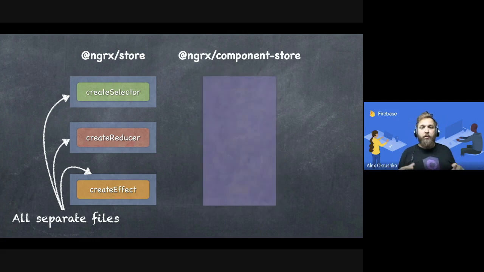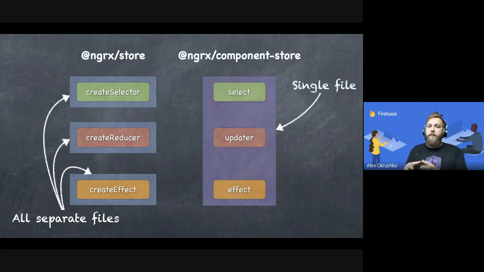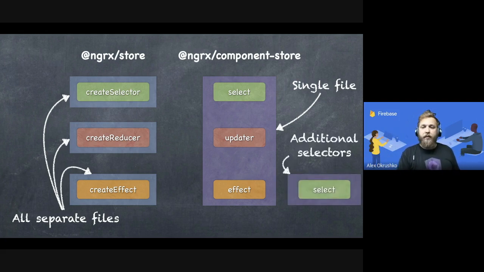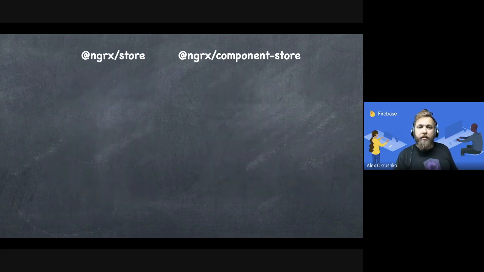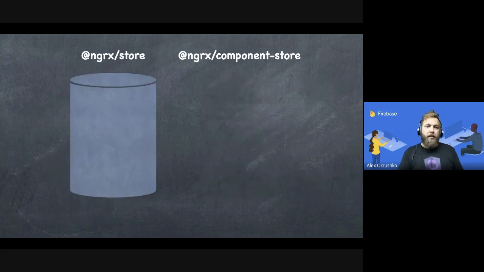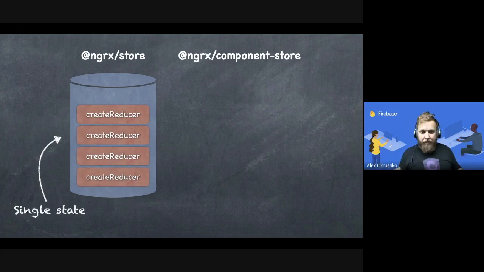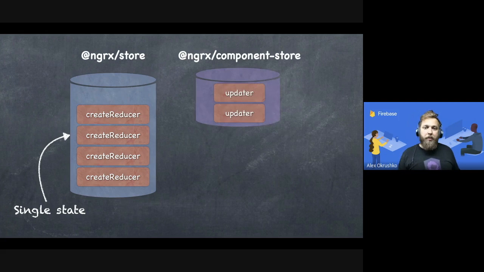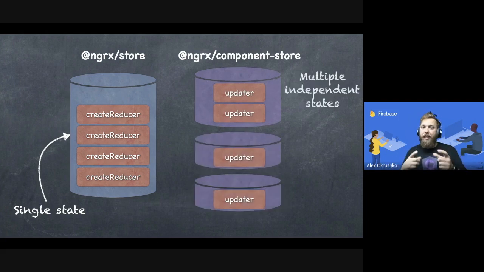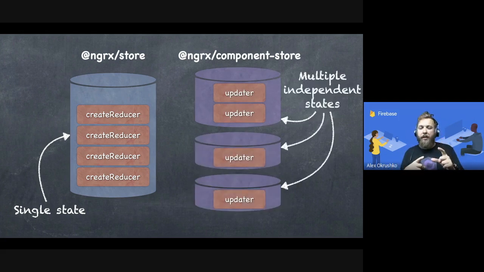In the component store, it's a single file, right? So all our select, update, and effects are in a single file. And with the component store, we could create multiple component stores. But then again, their interaction could get complex. It has some additional stuff that we don't care about right now. How else does it compare? NGXS store is a single object that has multiple reducers. With the component store, we have multiple of them, and each one is responsible for its own part.